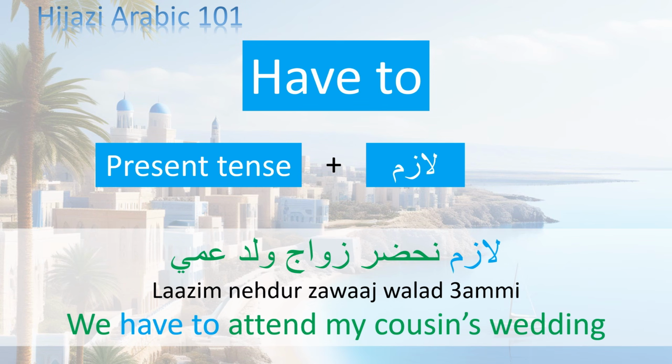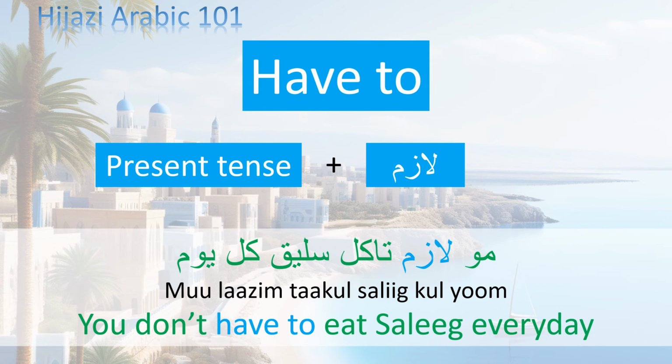لازم نحضر زواج ولد عمي. We have to attend my cousin's wedding. لازم, have to. نحضر, we attend. زواج is wedding or marriage. ولد عمي is my cousin. In Arabic we just say the son of my uncle. ولد عمي.